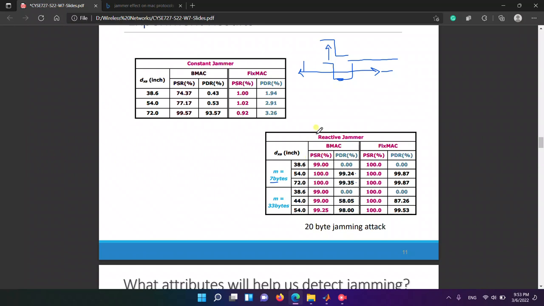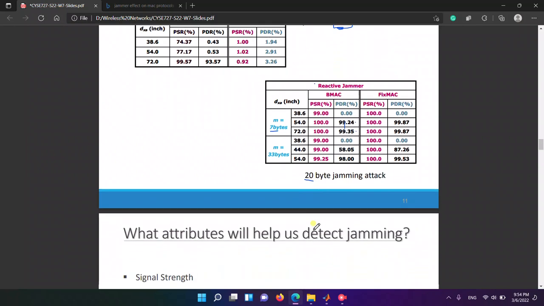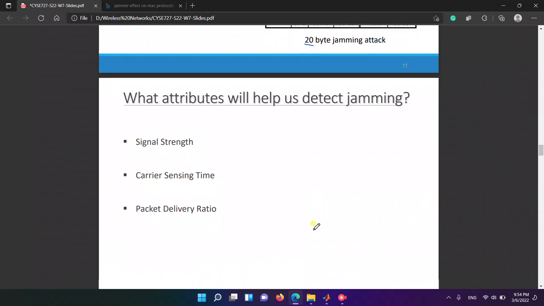Here we don't have noise, this is why. It's removing noise, but there's no noise, we're only dealing with a reactive jammer. In this example the reactive jammer is 20 bytes, that's why we said 20 bytes will be slow compared to 7 bytes. So here it fails because the packet is very small, so this will be slower. But if we compare it with a 33-byte packet, the jammer would be faster.